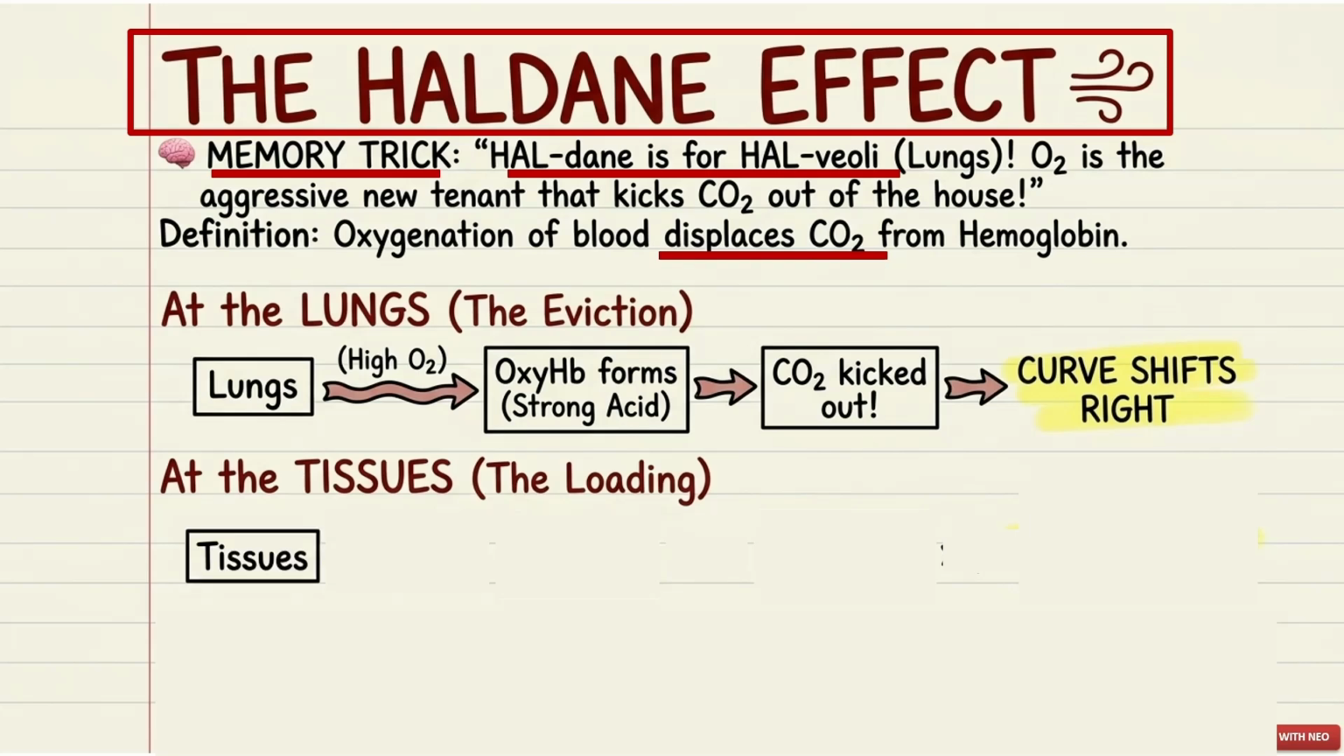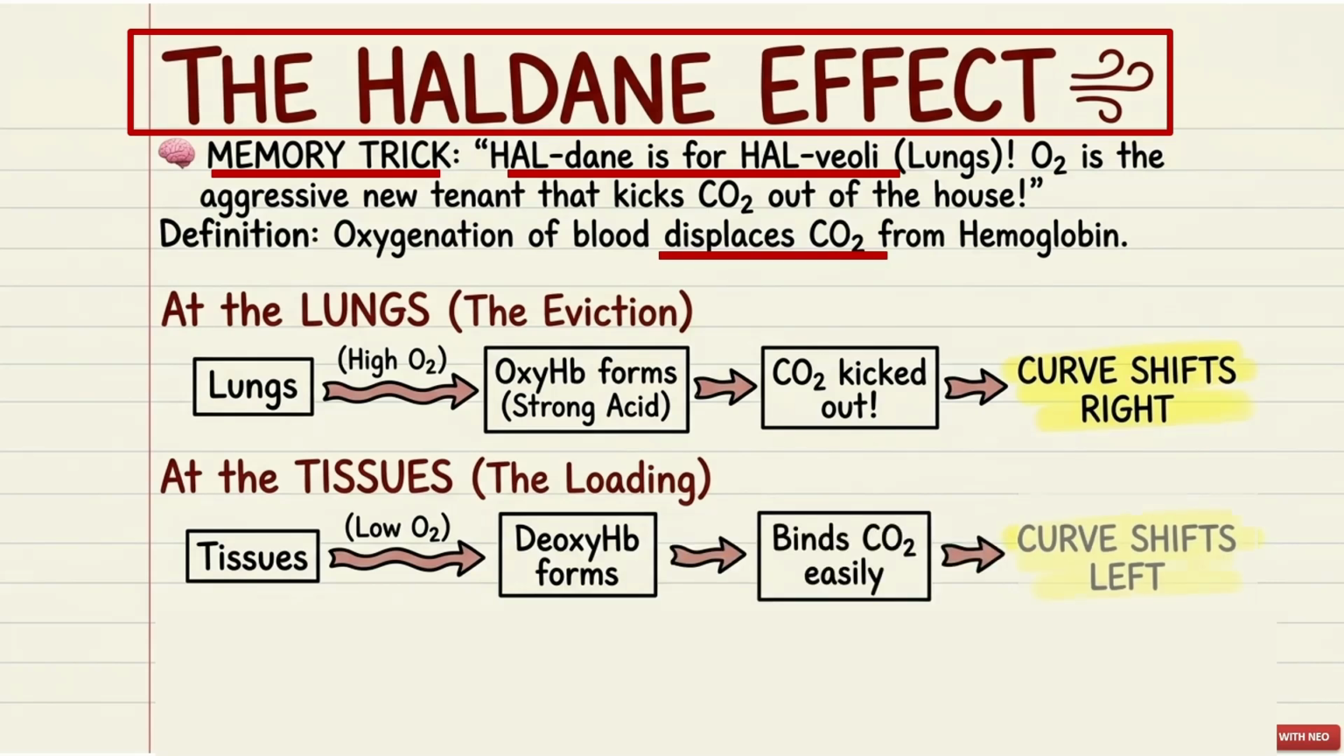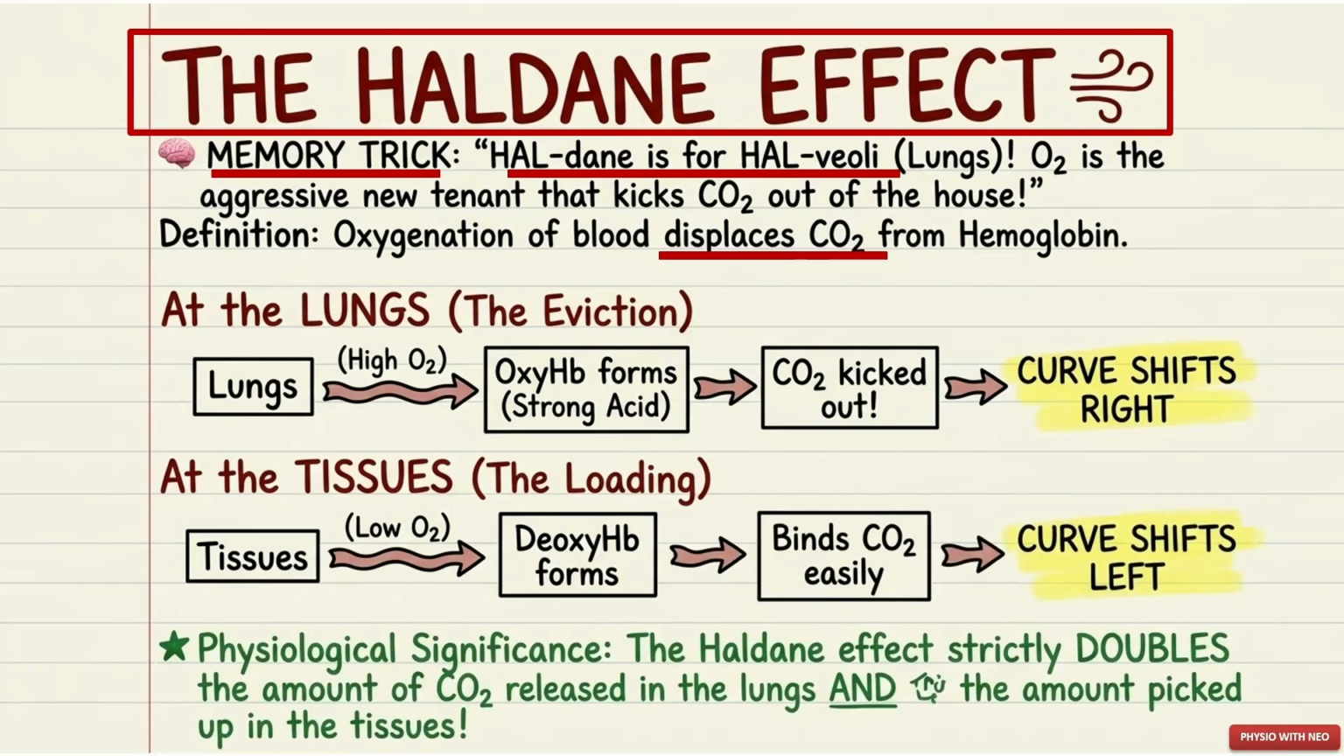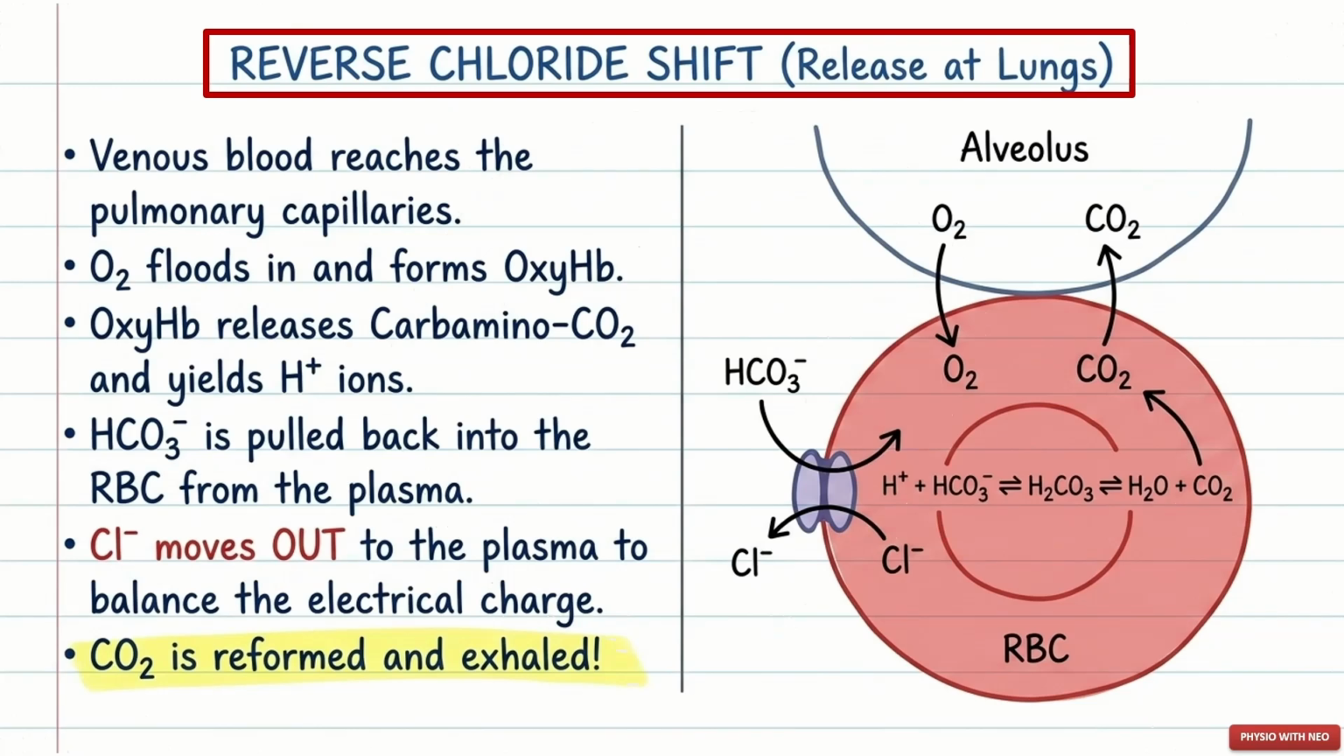Whereas in tissue, oxygen leaves the hemoglobin. Now deoxygenated hemoglobin carries more carbon dioxide. That is the curve shift to left. The physiological significance is that the Haldane effect roughly doubles the amount of carbon dioxide released in the lungs. So remember, lungs: oxygen in, carbon dioxide out. Tissue: oxygen out, carbon dioxide in. That's the Haldane effect.